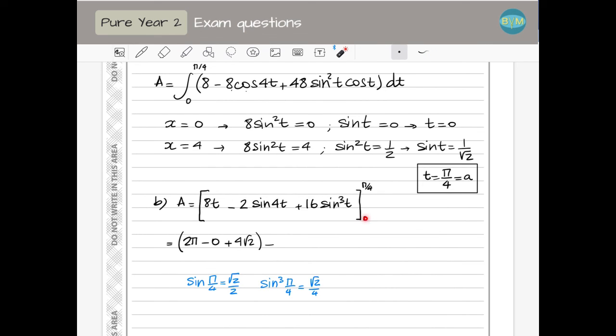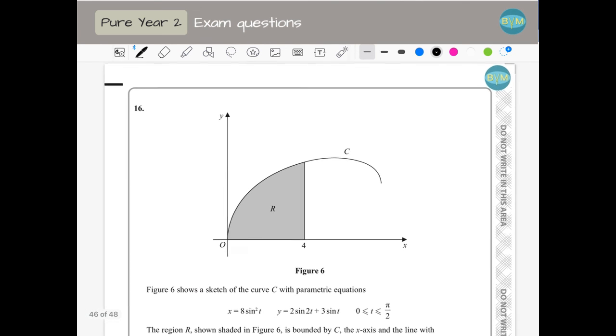Minus everything substituted by 0. So t is 0 here, sine of 0 is 0, sine 0 is 0. So the whole second part is 0. So my answer is 2 pi plus 4 root 2, and that's the exact answer. I don't have to find the answer with the calculator. And that's it with this question.